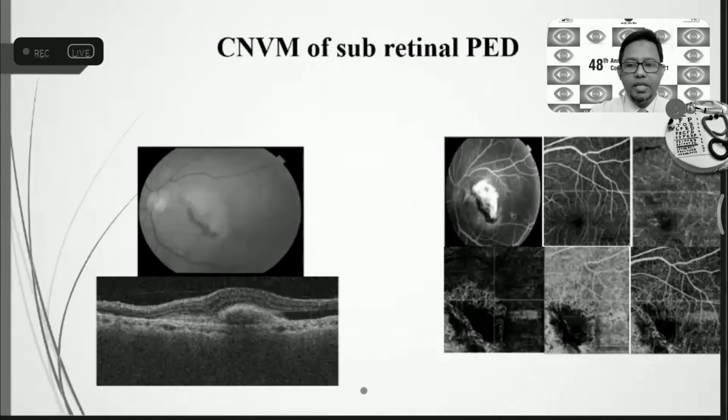CNVM of subretinal PD: the color fundus, OCT, and OCT showing CNVM with the subretinal hemorrhage. In the first picture, fundus fluorescein angiography showing blocked fluorescence due to hemorrhages and diffuse leakage from the new vessels here, but details are not visible. In OCT angiogram showing no lesions present in the superficial capillary layer. In the deep layer, the apex of the extended lesion is present. In the avascular layer and the choroidal layer, the morphology of the new vessel is present clearly in OCT angiography, but there is no change in the color fundus, OCT and fundus fluorescein angiography.